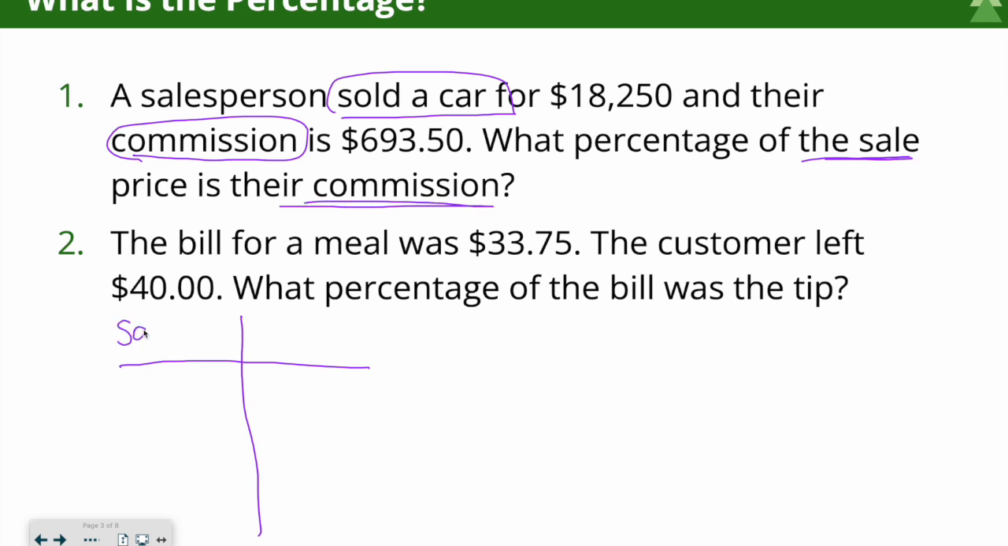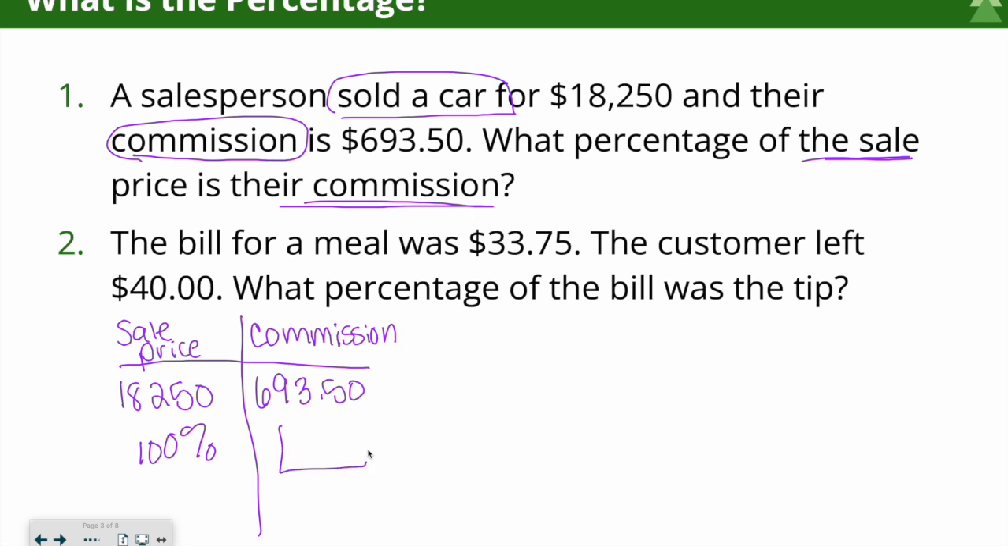So we have the sale price, and we have the commission. The sale price was $18,250. The commission is $693.50. Sale price is our 100%. We're trying to find the commission percent. So we need to find our constant of proportionality.